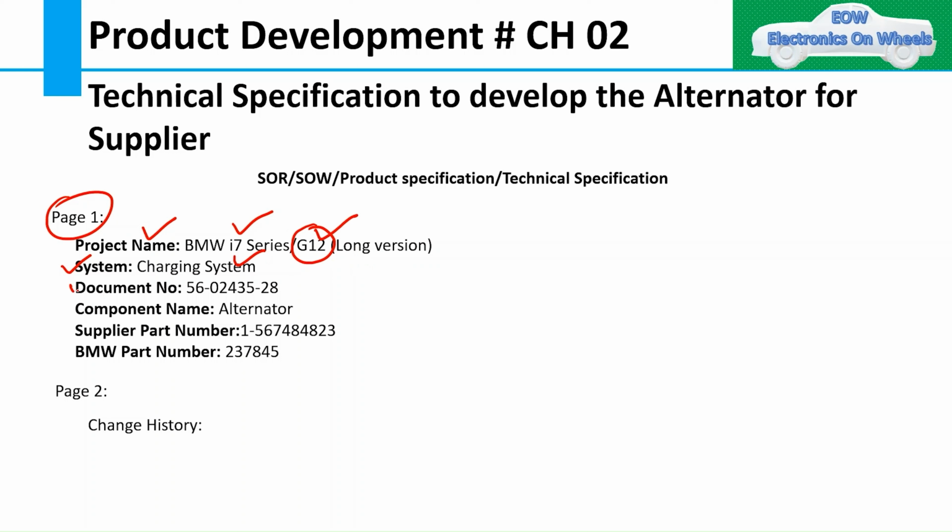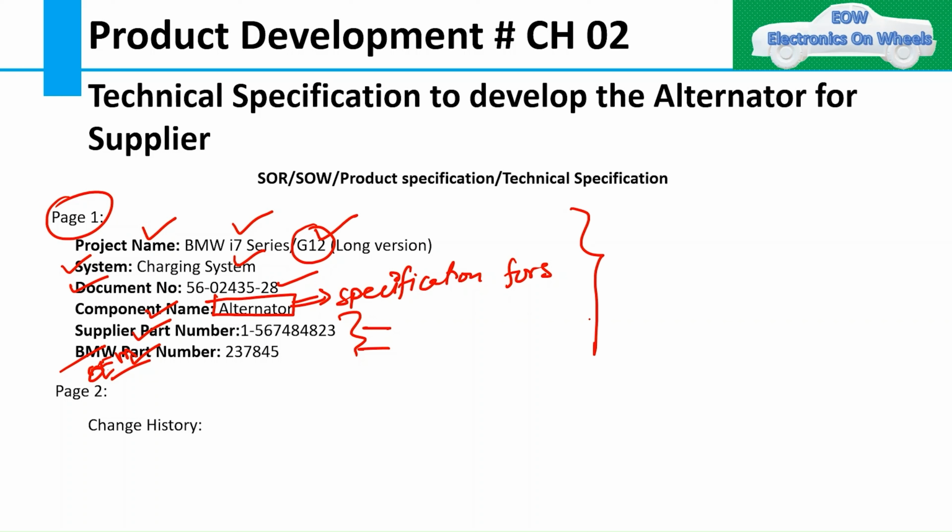Then what is the document number of the document which you are creating? Then the component name, the main component for which you are going to define the specification for the supplier, right? Then you have the supplier part number and then the OEM or BMW part number. Normally we have OEM part numbers like this. Sometimes the supplier part number will not be there because this is the initial phase, but your OEM part number would definitely be there. So these are the basic things you have to define on page number 1.